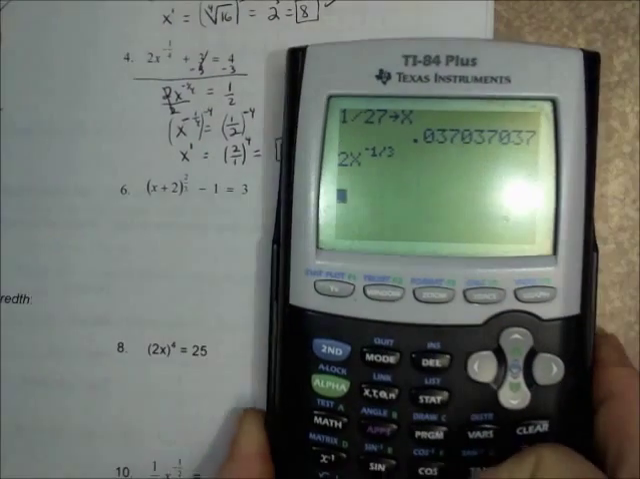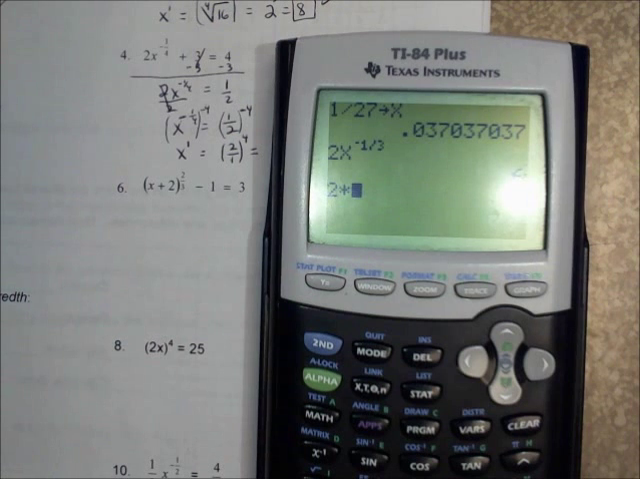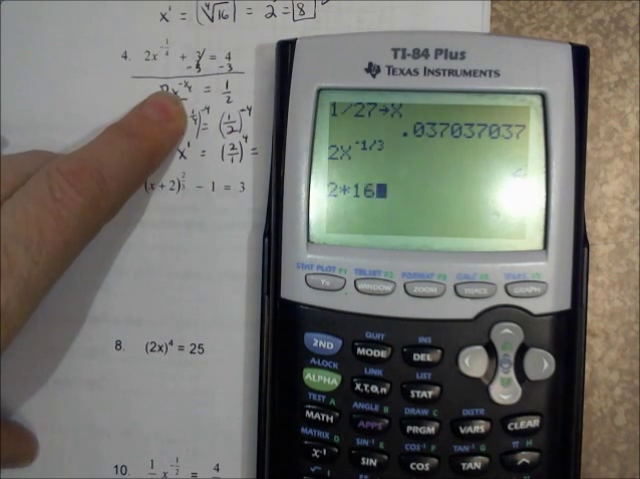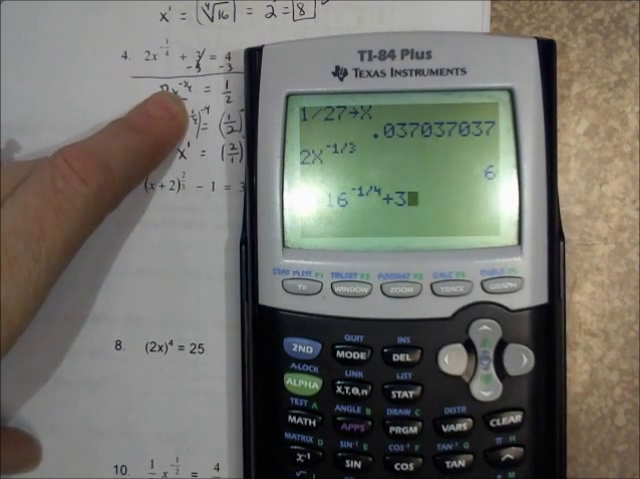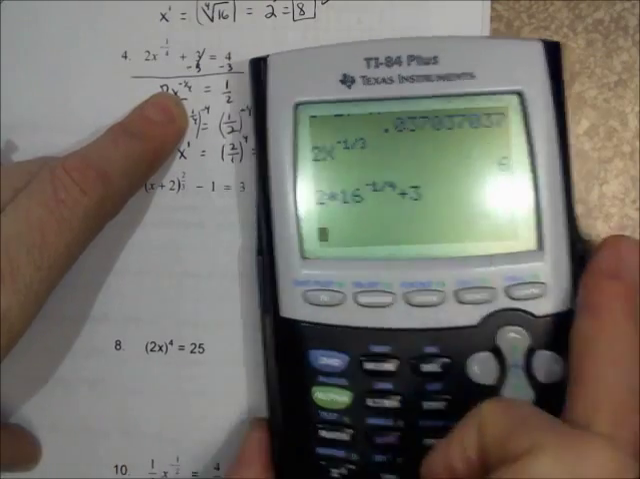Let's see if that'll check out. 2 times x, which is 16, to the power of negative 1/4 plus 3 should be equal to 4. And it is, so my answer checks.